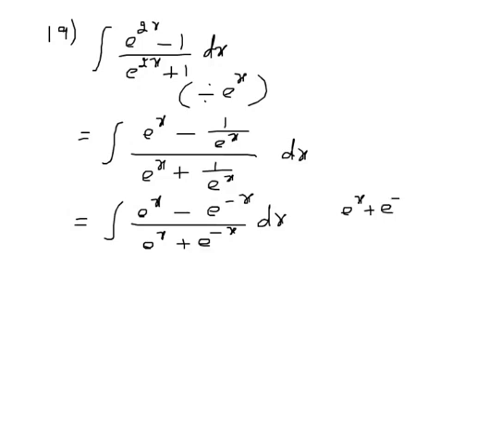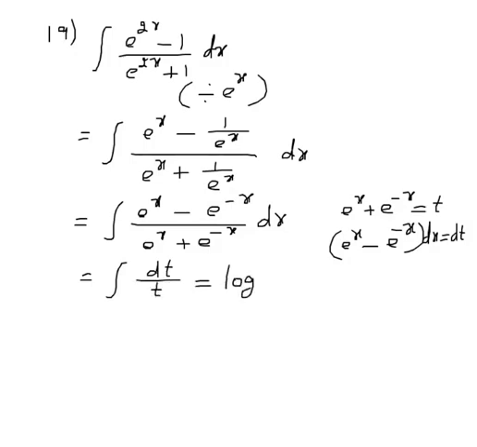Let us substitute the denominator as t. Differentiate. Differential of e power x is e power x. Differential of e power minus x is e power minus x into minus 1 dx equal to dt. Therefore, the numerator becomes dt and the denominator is t. The integration is log of absolute value of t plus c.